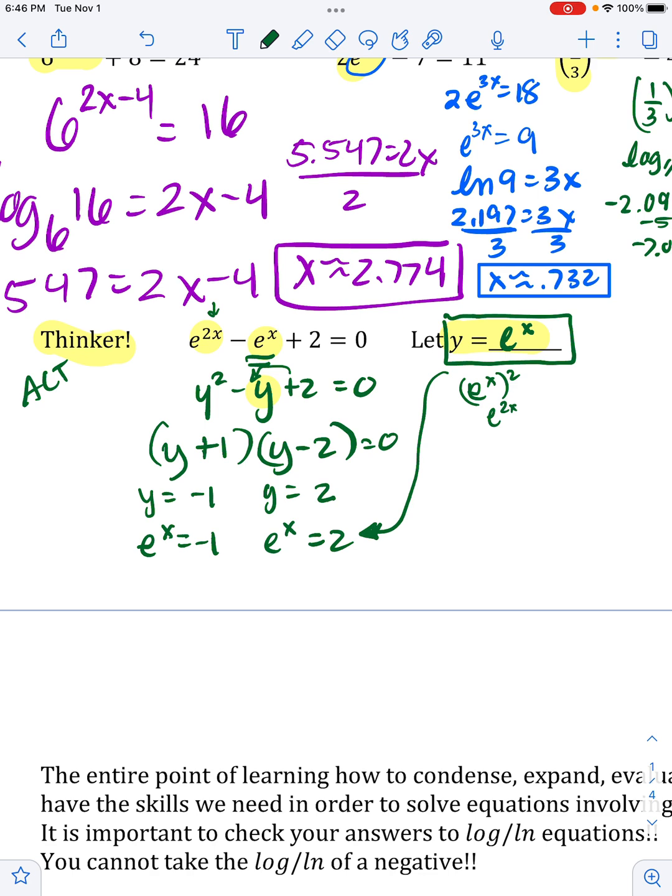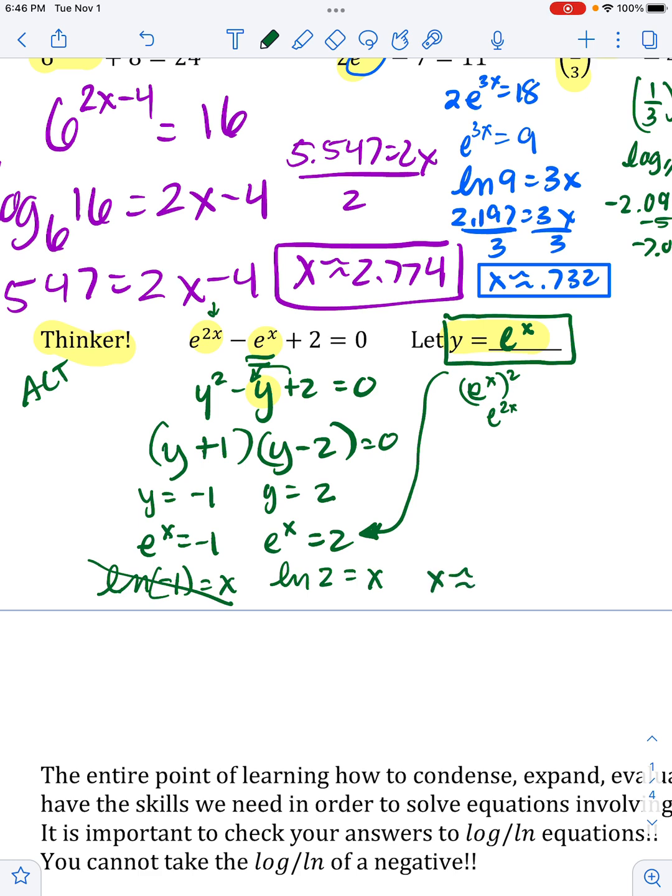So I'm going to rewrite these as ln so I can do them on my calculator. So this would be ln of negative 1 equals the power, ln of 2 equals the power. But this one, you can't take the natural log or the regular log of a negative number, so that does not contribute any solutions. The ln 2 does.